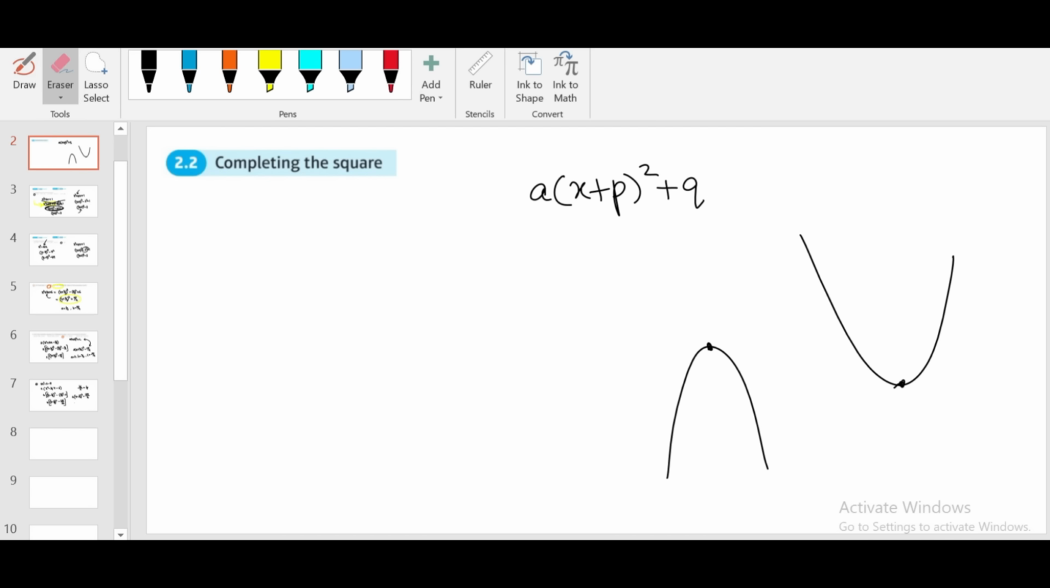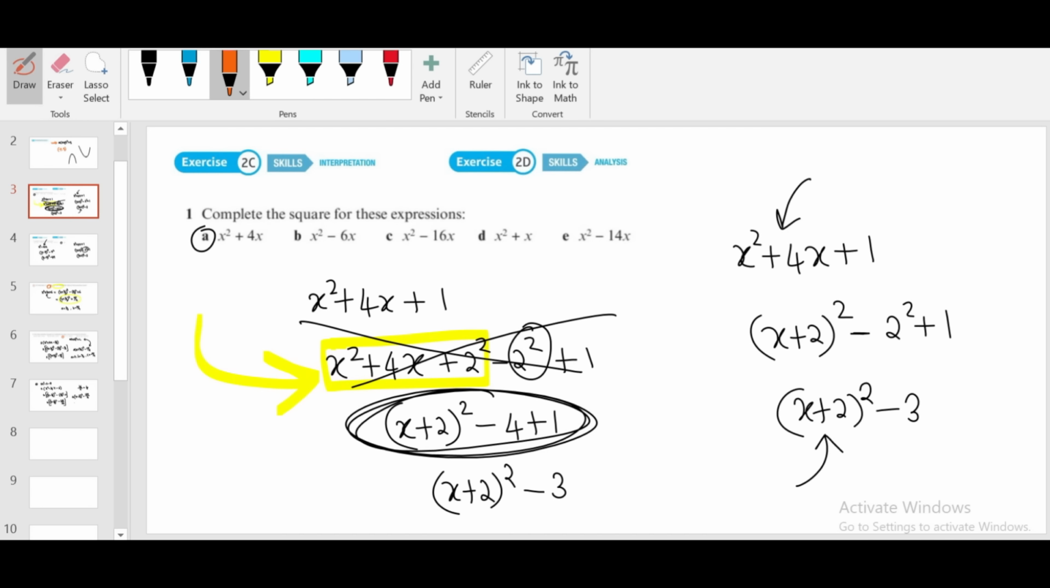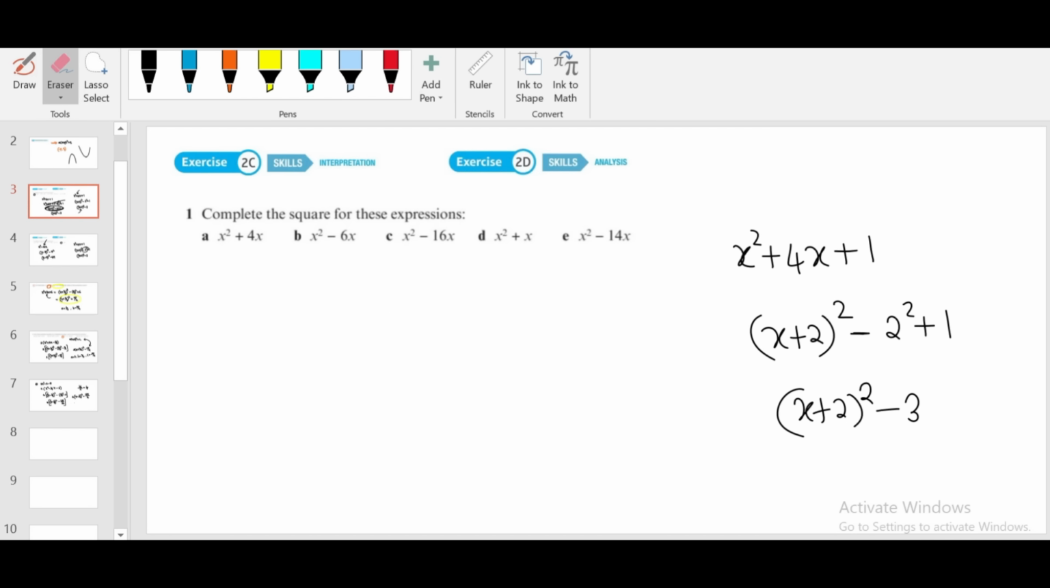If they ask you to find the turning point, just take the P, change the sign, take the Q as it is. That's a turning point. So that's one good thing about this completing the square method. After writing it in this form, you can straight away find the turning point. For example, in this question, here for this function, the turning point is the number inside the bracket, right? Change the sign of it, -2, comma.